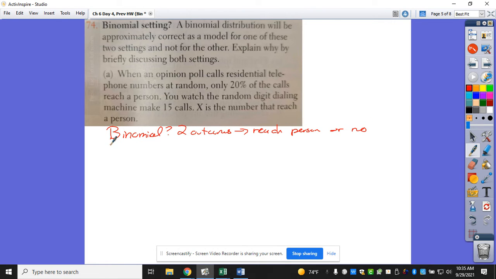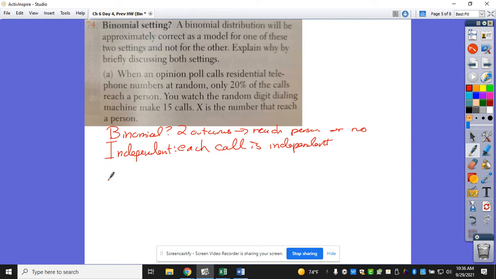What's the next one? What do you need to write there? We don't really have to get into this part that much, but what makes it independent? Well, when you call someone, it's not going to affect when you call somebody else, and it's random.